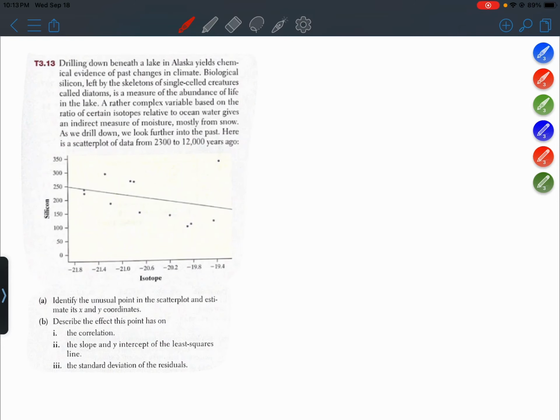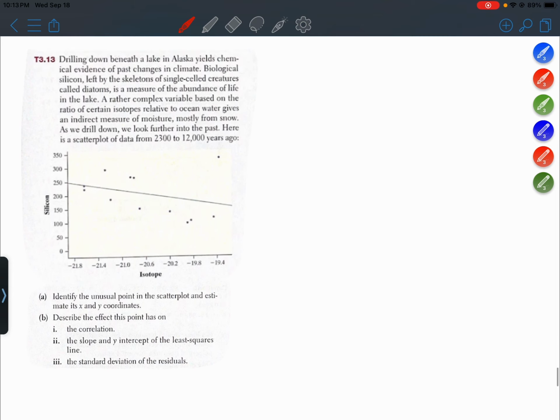Question 13. Drilling down beneath a lake in Alaska yields chemical evidence of past changes in climate. Biological silicon, left by the skeletons of single-celled creatures called diatoms, is a measure of the abundance of life in the lake. A rather complex variable, based on the ratio of certain isotopes relative to ocean water, gives an indirect measure of moisture, mostly from snow. As we drill down, we look further into the past. Here's a scatter plot of data from 2300 to 12,000 years ago.